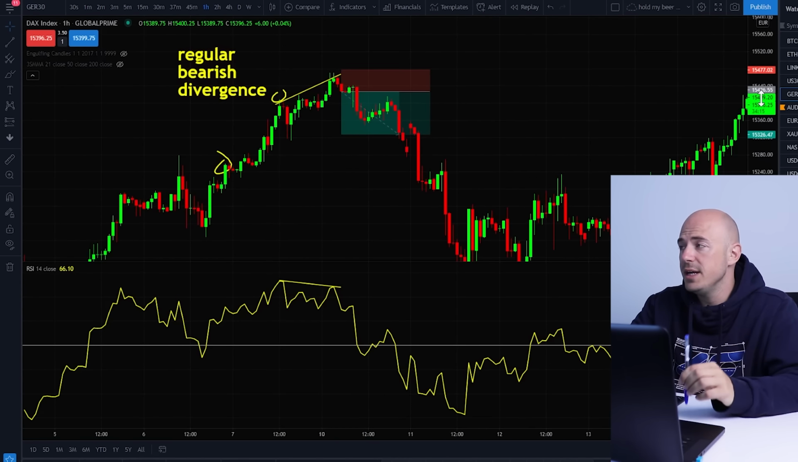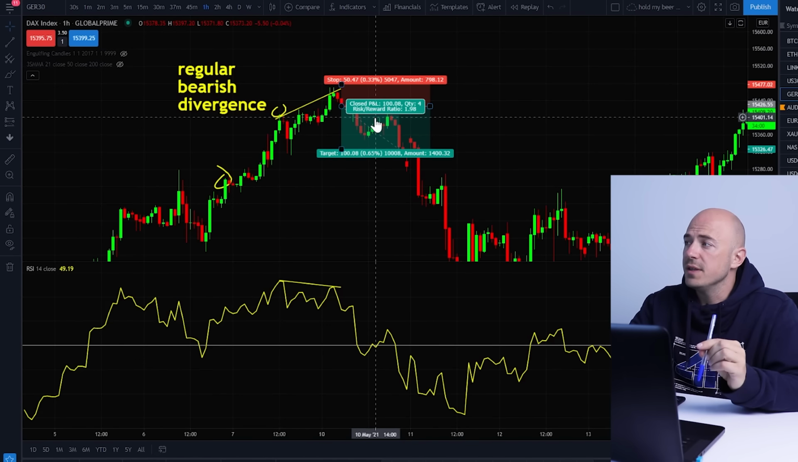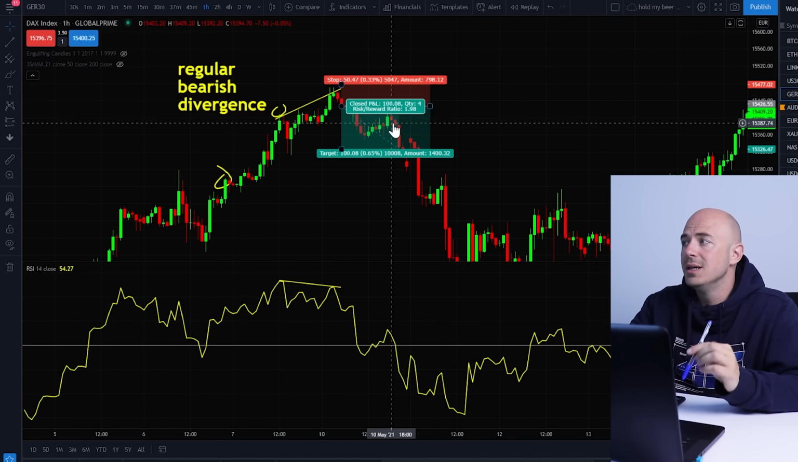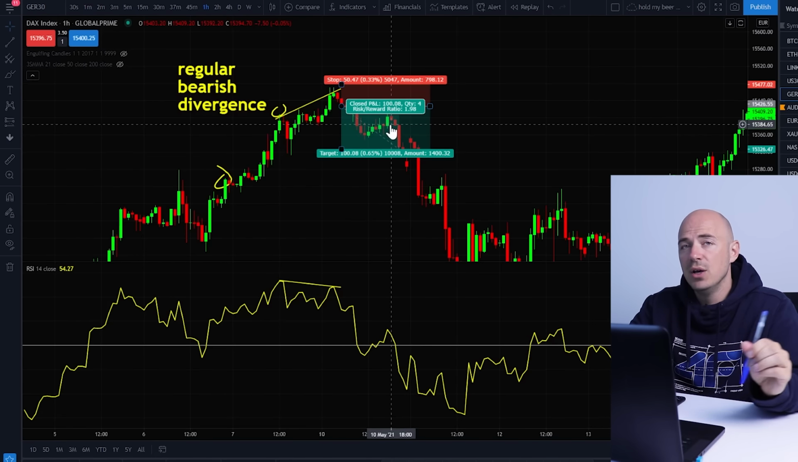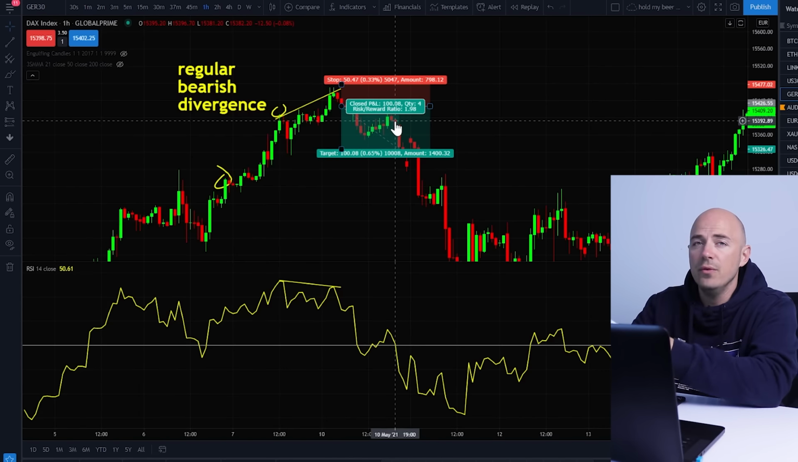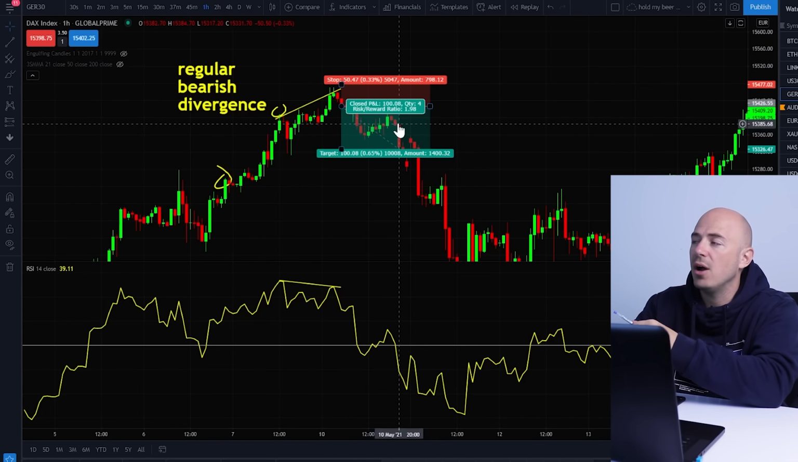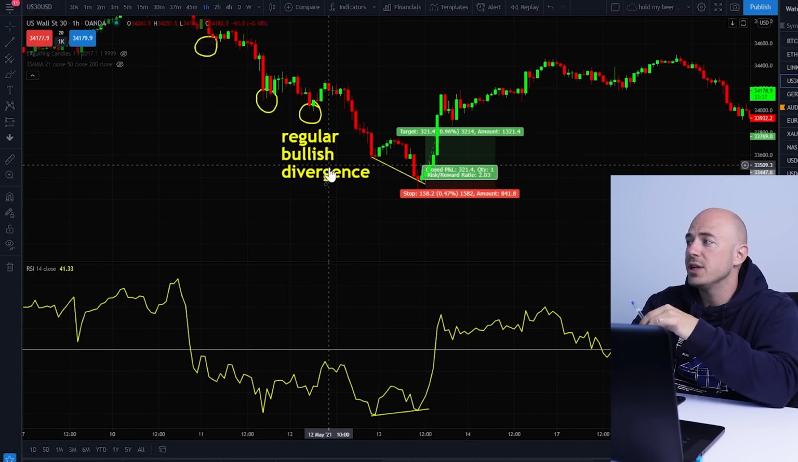One was on US 30 and one was on the German 30. This one move right here, this 1-to-2 risk to reward ratio, got you a 100-point move on an index. Using a 0.01 lot size on this move, this is $100 profit with a $50 risk. On US 30, we had that regular bullish divergence.